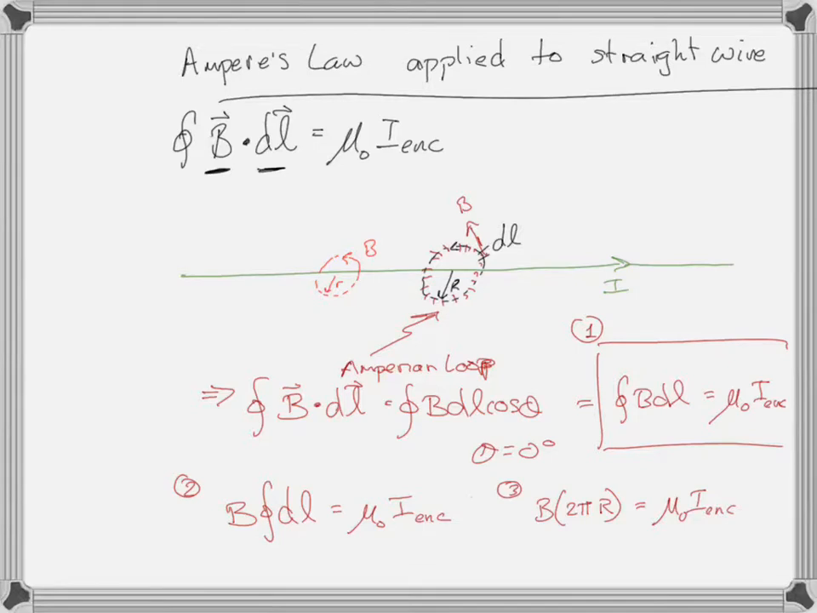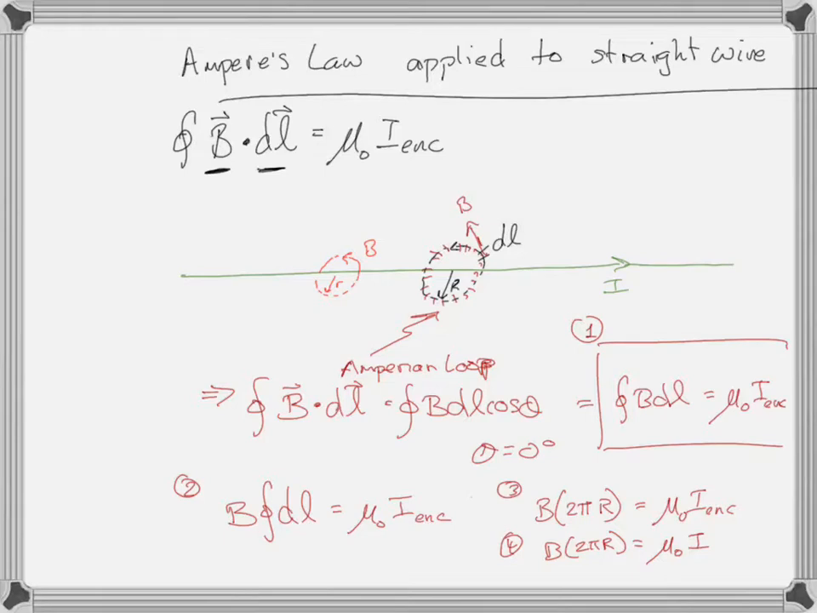Step 4, the final step, is to look at the right-hand side and ask how much current is enclosed by that loop. In this case, we've got a single wire, a single current going through the loop. So the amount of current enclosed is simply I. So step 4 is to evaluate I enclosed. I enclosed is I.